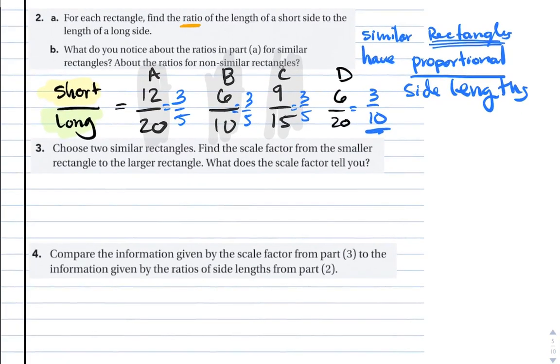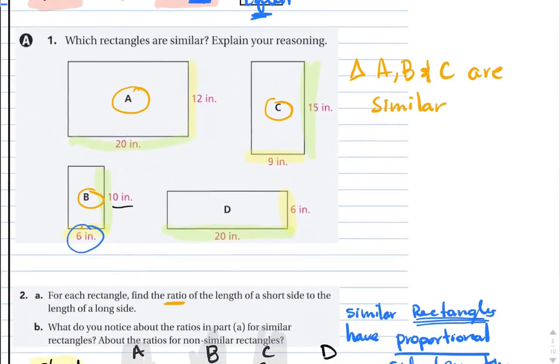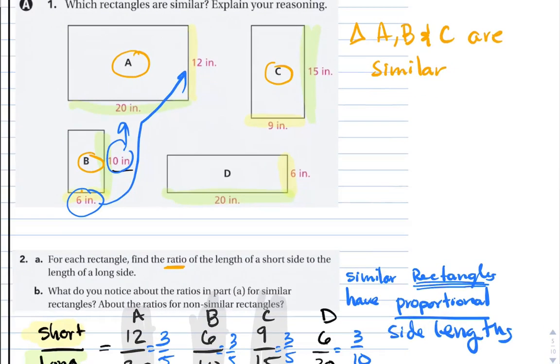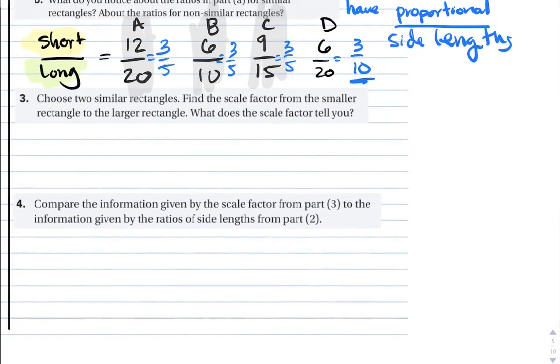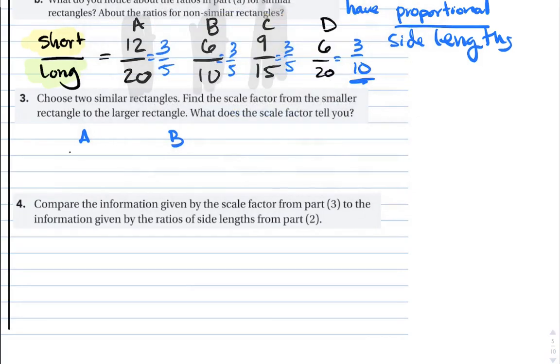Choose two similar rectangles and find the scale factor from the smaller rectangle to the larger rectangle. Okay, we did that already. We did from B to A, from smaller to larger, just like it asked, and the scale factor was ×2. So let's write rectangle A and rectangle B. Rectangle A had a ratio of 12. Oops, sorry, I got that backwards. Let's erase this.